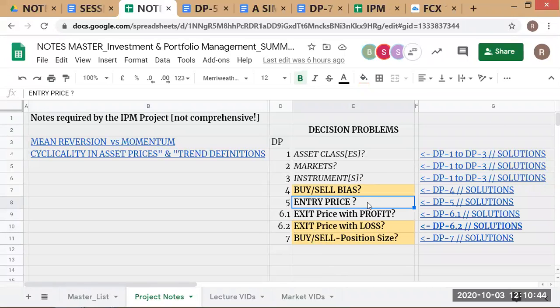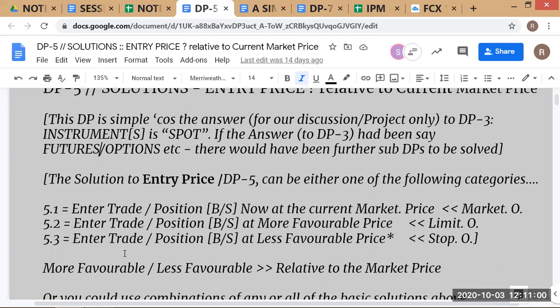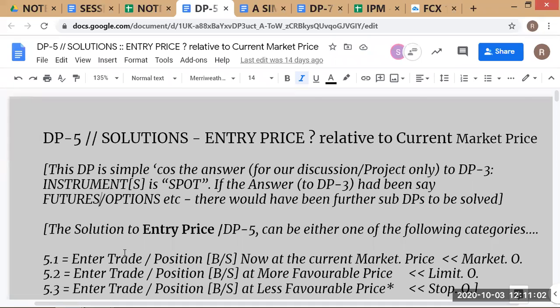Now let's try to improve it, and let's go back to DP5 and try to learn about order types, how the order types relate to the entry price DP. So let's try to understand the order type. We have already done this actually. So we said there are three options for entry.